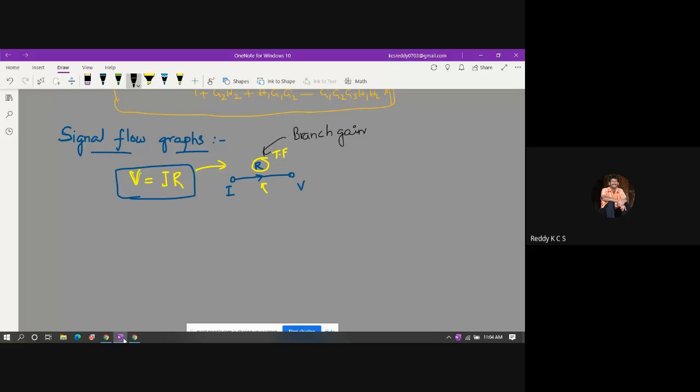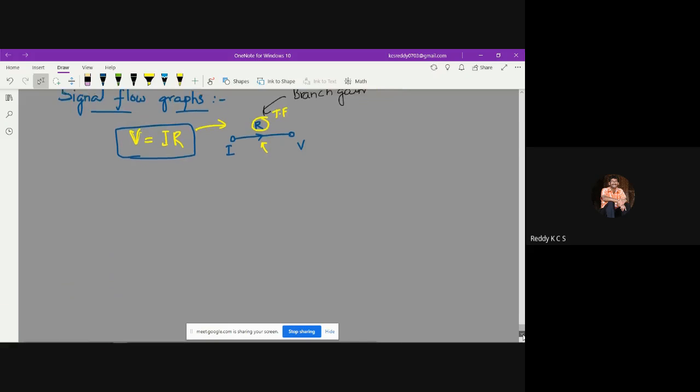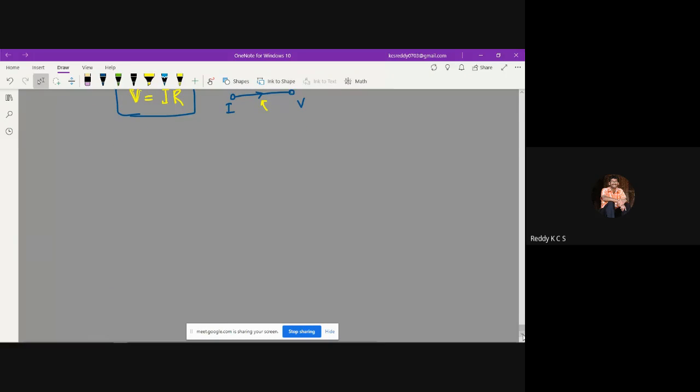So now we need to know the different properties of the signal flow graphs. We'll go with the properties of signal flow graphs.